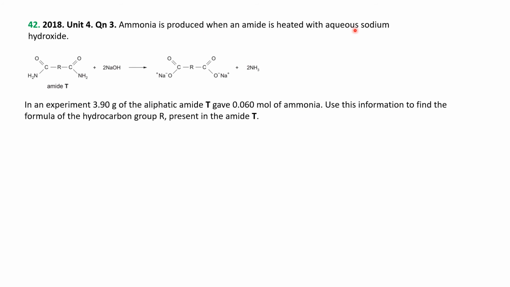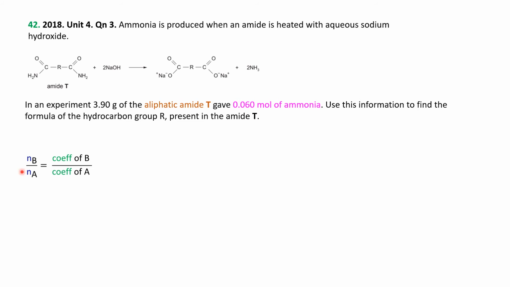Ammonia is produced when an amide is heated with aqueous sodium hydroxide. In an experiment, 3.9 grams of the aliphatic amide T gave 0.06 moles of ammonia. Use this information to find the formula of the hydrocarbon group R present in the amide T. Isn't this a fun one? Well, anyway, it is a course starting off with a nice reaction.